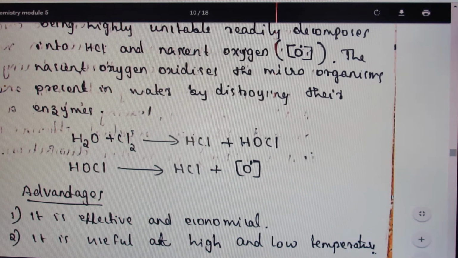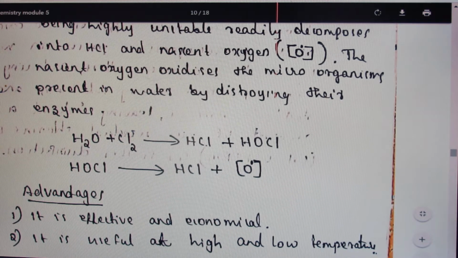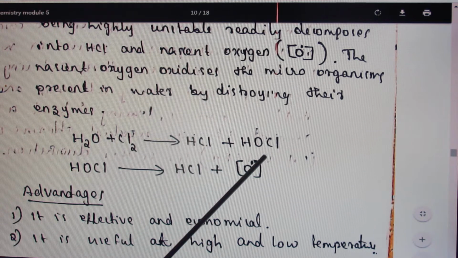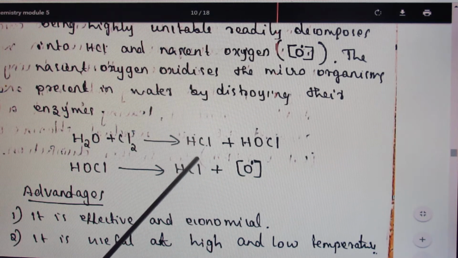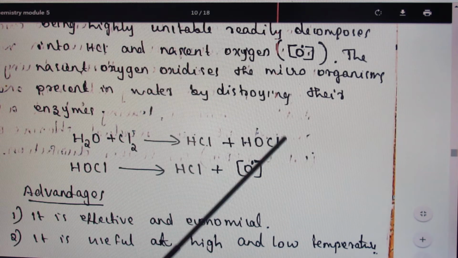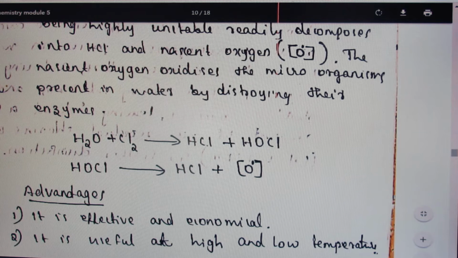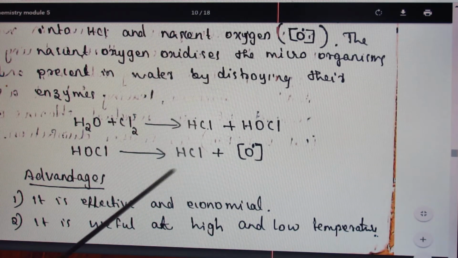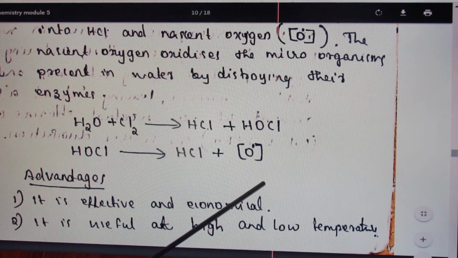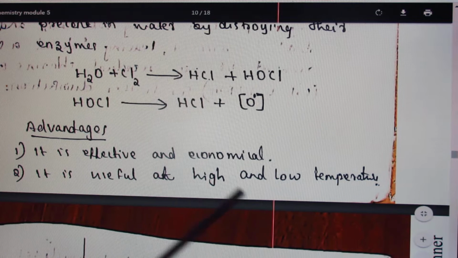So when chlorine is mixed with the water, it is soluble and forms two types of acid, HCl and HOCl. HCl is hydrochloric acid, HOCl hypochlorous acid. Hypochlorous acid helps to deactivate or destroy the microorganisms present in water because it is highly unstable and it dissociates to HCl and nascent oxygen. Nascent oxygen is a powerful oxidizing agent.